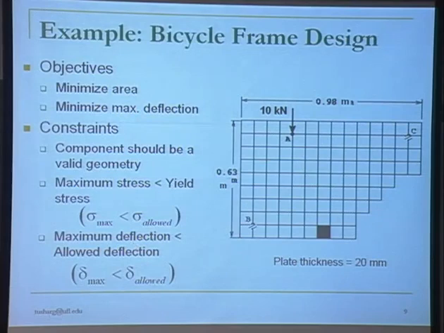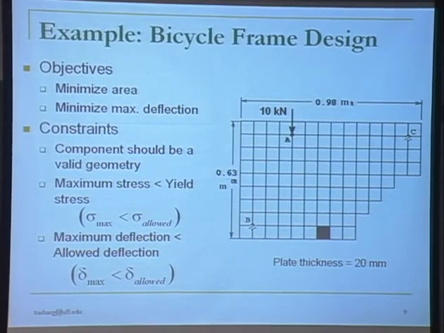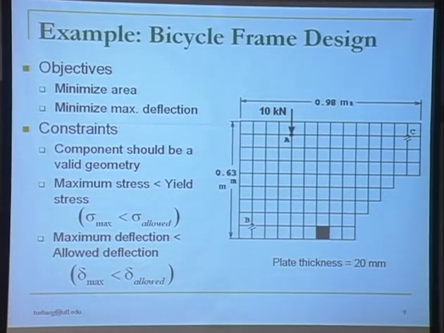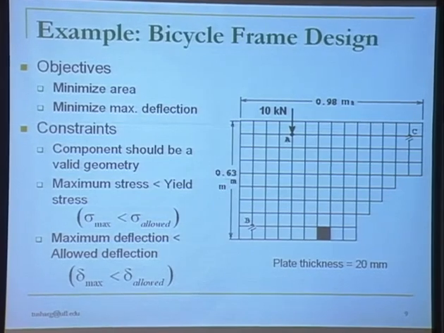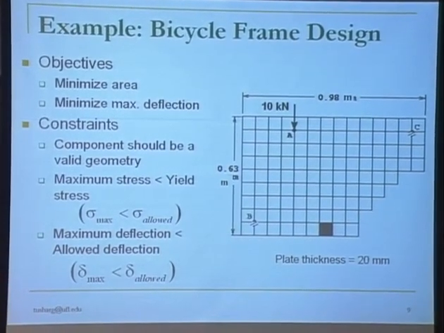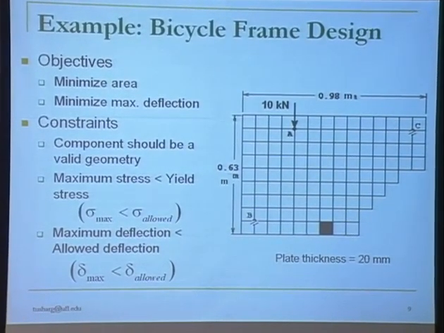Let me walk through an example which is very simple. Here I have a plate, and I want to design a bicycle frame from this. I have two objectives. First, I want to minimize the weight of my bicycle frame, so what I do is I minimize the area. Second, I want to minimize the maximum deflection that can happen on my frame.